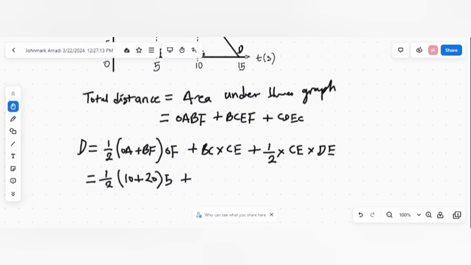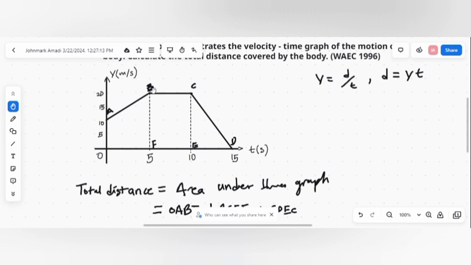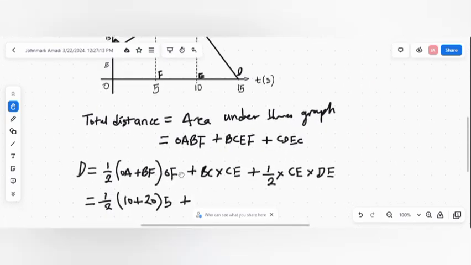Plus BC times CE, let's extract that. BC, between here and here, is 5 to 10. So the distance from here to here will be 10 minus 5, which is 5. And from here to here is 20. So that will be 5 times 20.